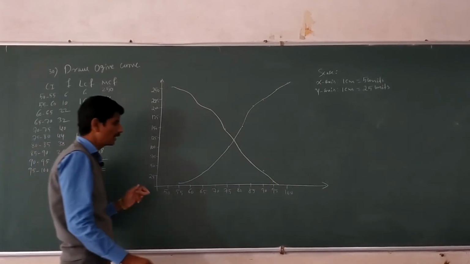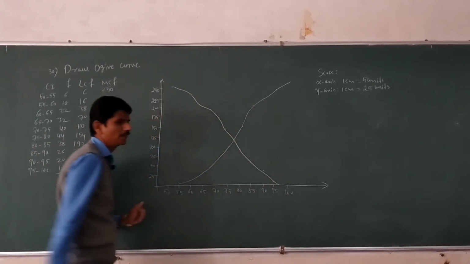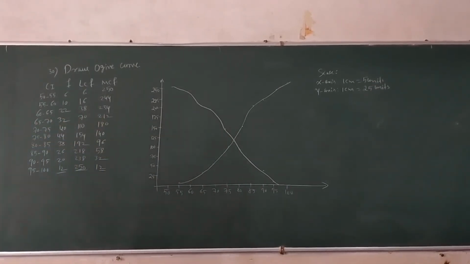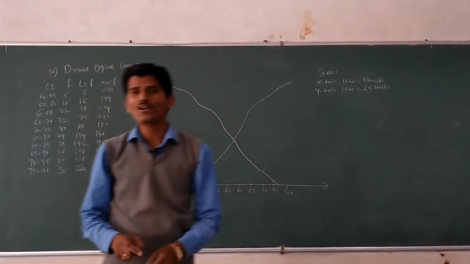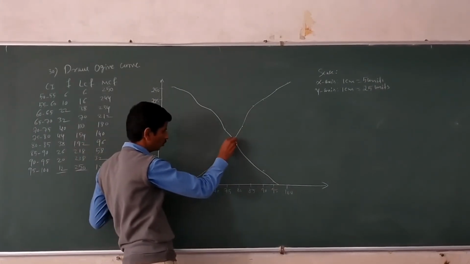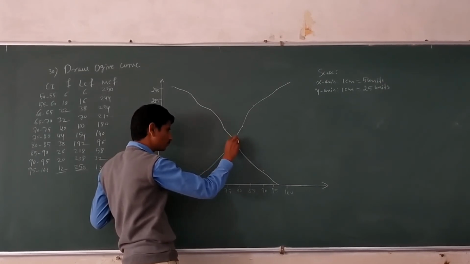This is the ogive. The next, you have to locate the median, lower quartile and upper quartile from the graph. Usually the two ogives are drawn together with a common axis. From the point of intersection, draw a line perpendicular to the x-axis. It is the common axis.